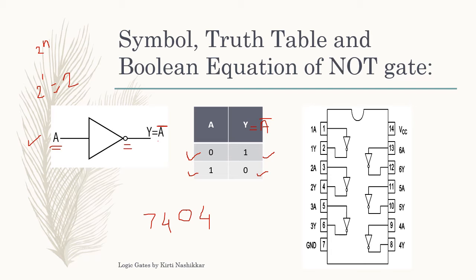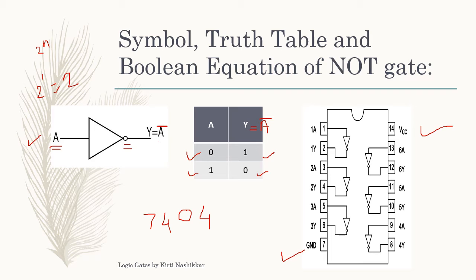As you can see, this is the 14 pin IC, and 7 pins are present on both the sides of this particular IC, where pin number 14 is taken as plus VCC and pin number 7 is ground. After that, 12 pins are remaining.